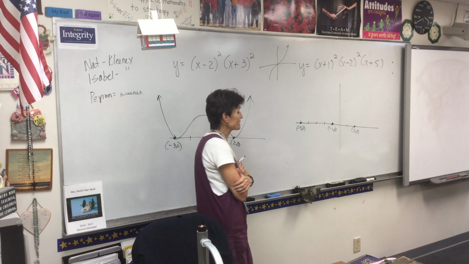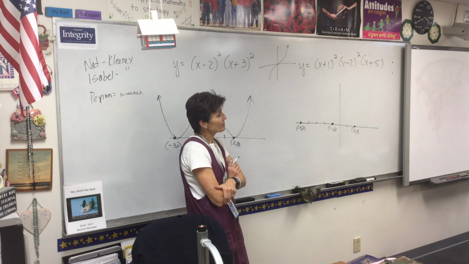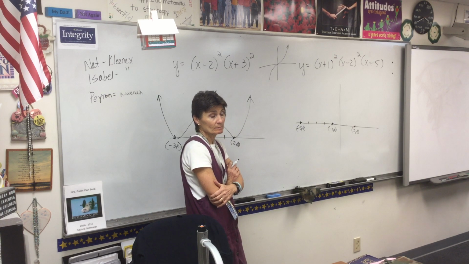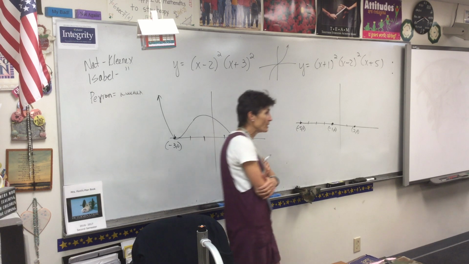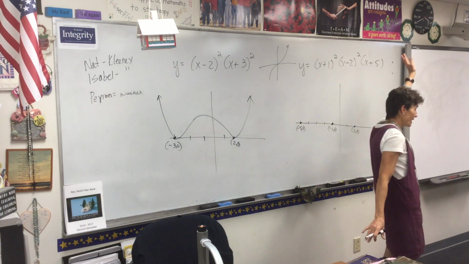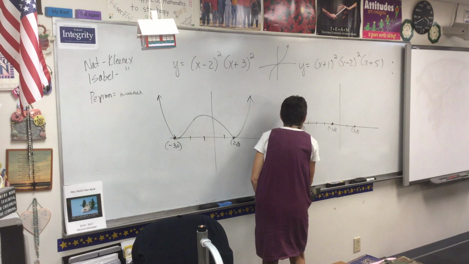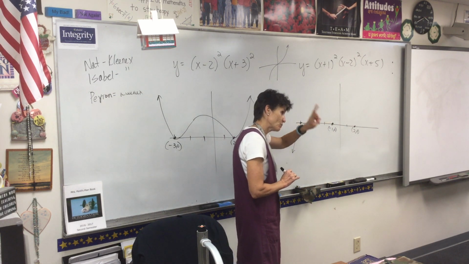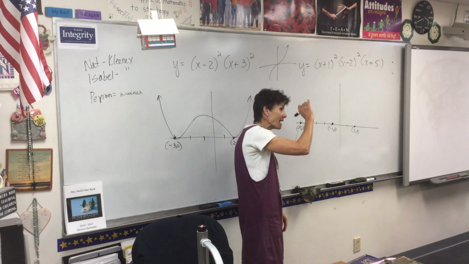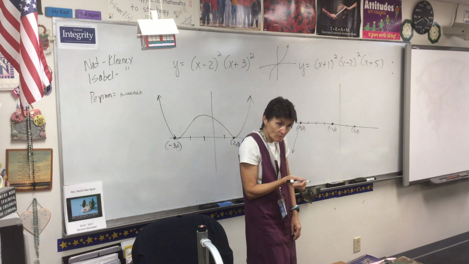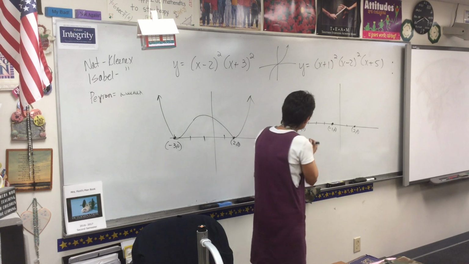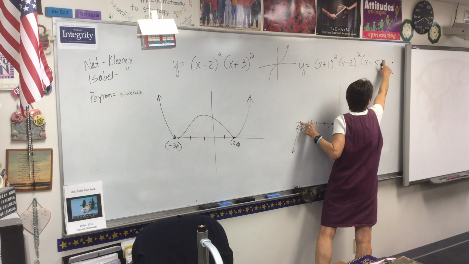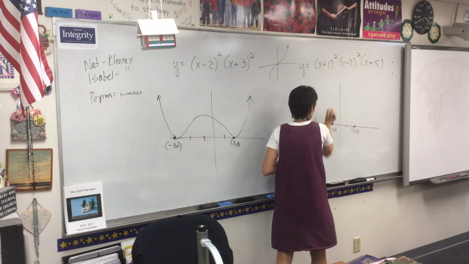If we FOILed all this out, what would be the degree? What would be the biggest power on x? 5? That's odd. What do we know about odds? Start down and up. So we're gonna start down here. Now, when we get to this point, we have two choices. We're either going to pass through it or we're going to bounce off of it. Well, let's see. That one came from here, right? There's no power, so it's just going to pass right through.